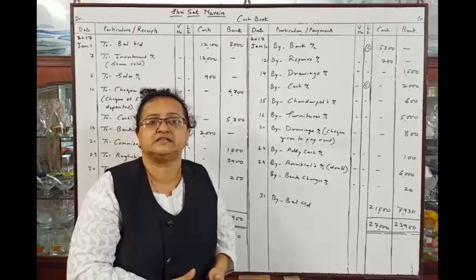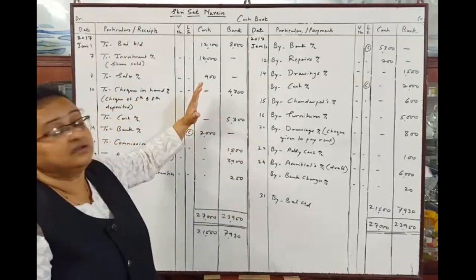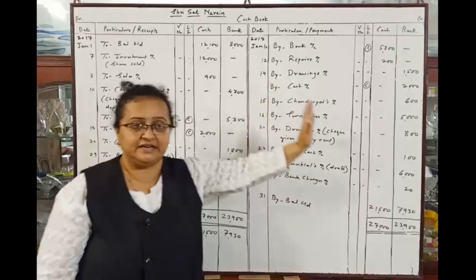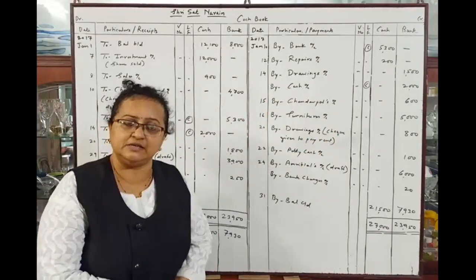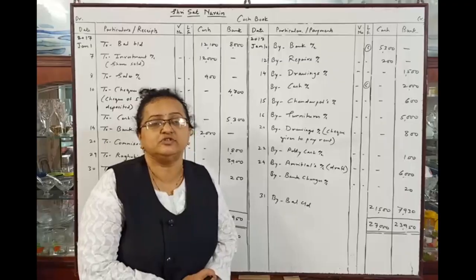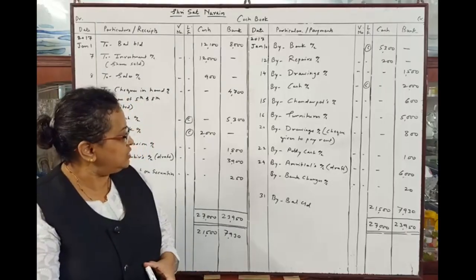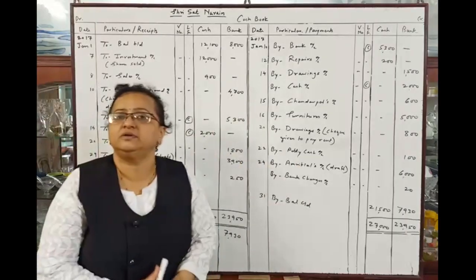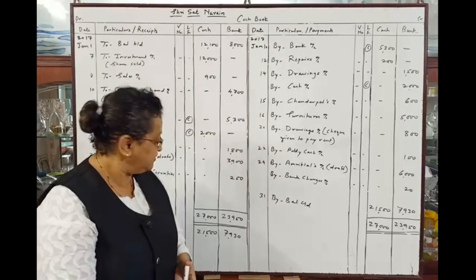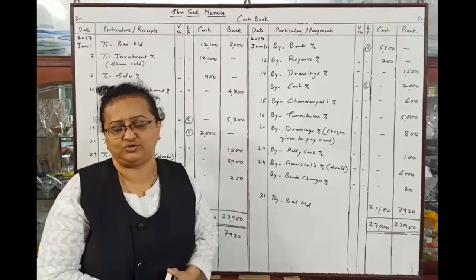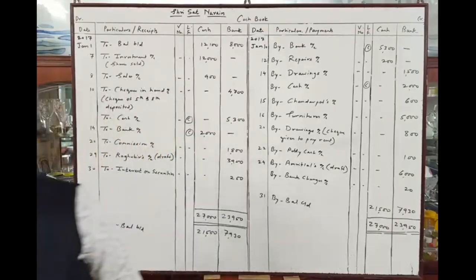Okay, in this way we have to enter all the transactions, cash transactions and bank transactions, receipts on debit side, payments on credit side, and for some entries we have to pass journal entries which will be passed in journal proper. Okay, so in this way solve this problem in your notebook and feel free to ask your doubts. That's all.